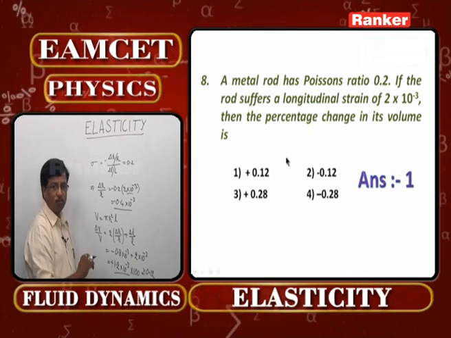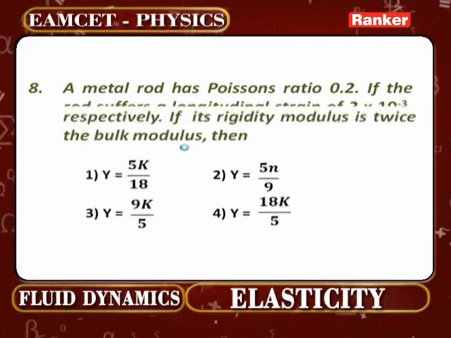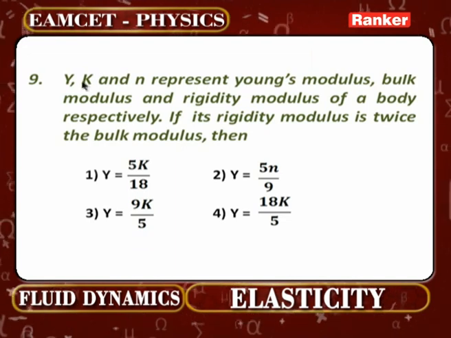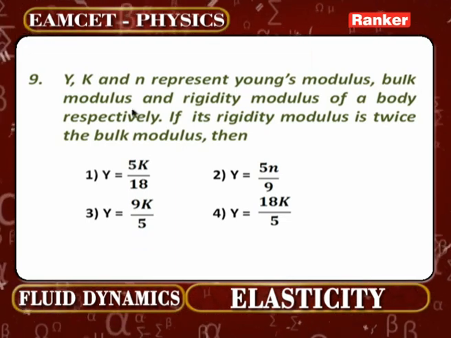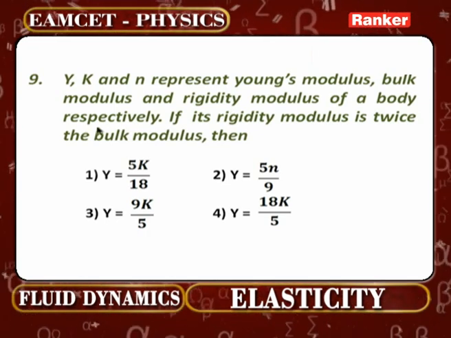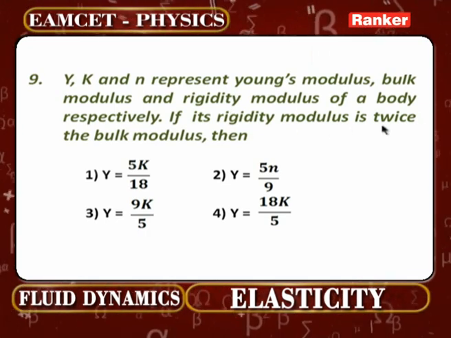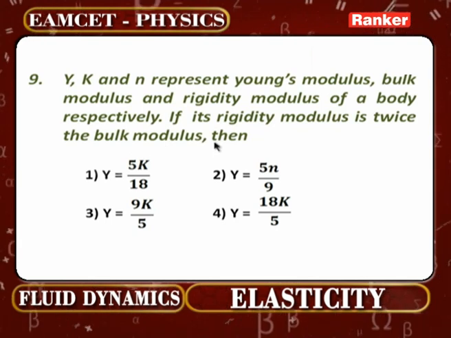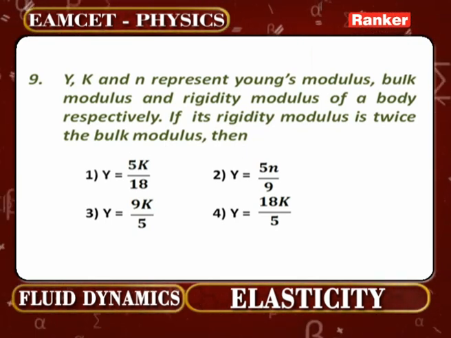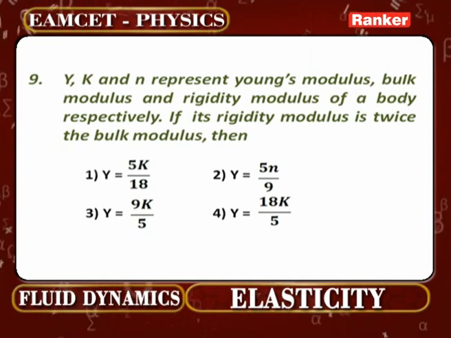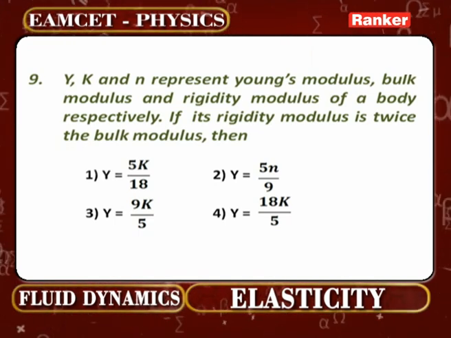Okay. Now let us check the next number, that is problem number 9. Y, K and N represent Young's modulus, bulk modulus and rigidity modulus of a body respectively. If its rigidity modulus is twice the bulk modulus, then what is the relation between the three quantities given? That means what is the correct option that is tallied over there we have to look into.